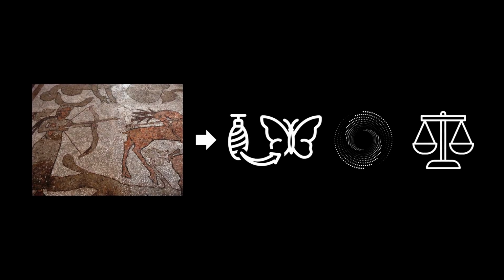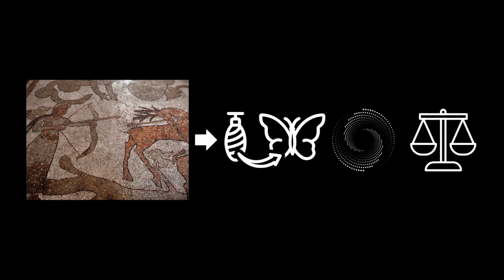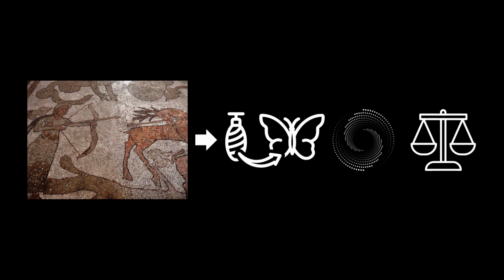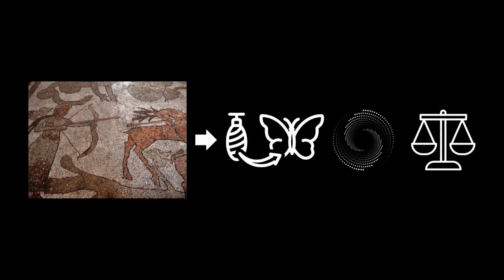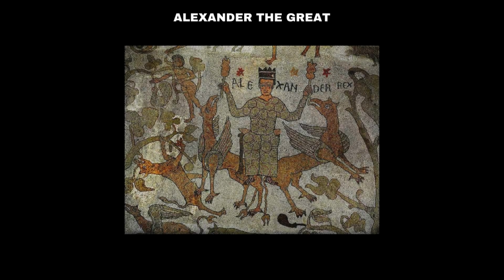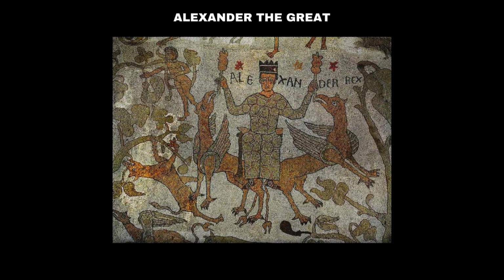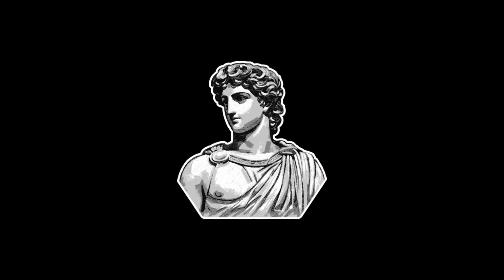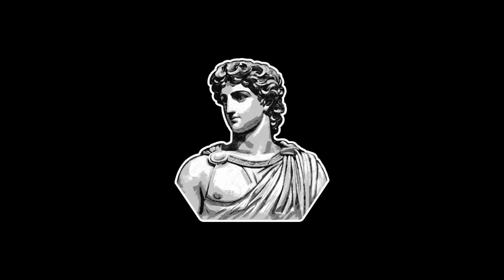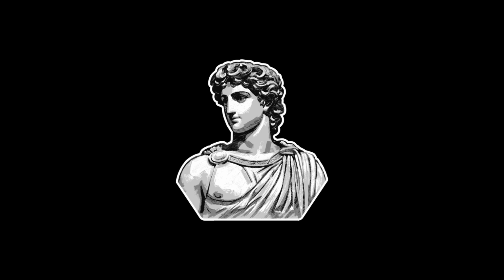Here again, on the Tree of Life floor mosaic, is a depiction symbolizing the theme of metamorphosis and balance. Here we have a mosaic of Alexander the Great. Alexander the Great was the king of the Greek Empire in the 4th century BC. He is best known for his military exploits, but throughout the centuries, his legacy has become steeped in myth and legend.